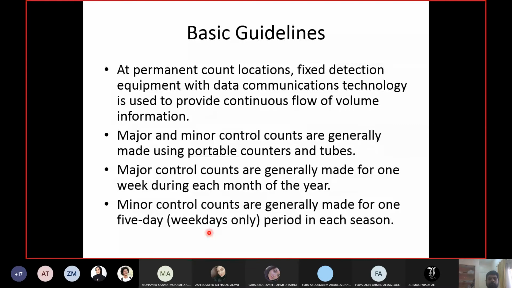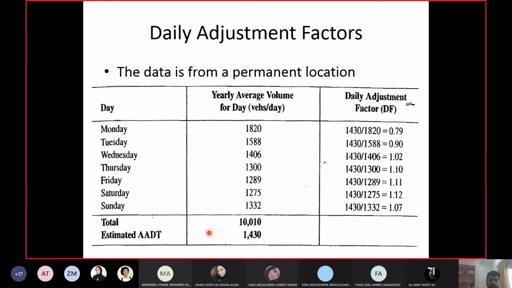Now, what is the use of the control count data? The use of the control count data is mainly to calculate the adjustment factors for each day and each month of the year. Now, we have calculated adjustment factors for the limited network study as well. That was also for each day of the week, right? Or for the days of the week in which the data was taken. So similarly, you calculate the adjustment factor for each day of the week using the control count data as well.